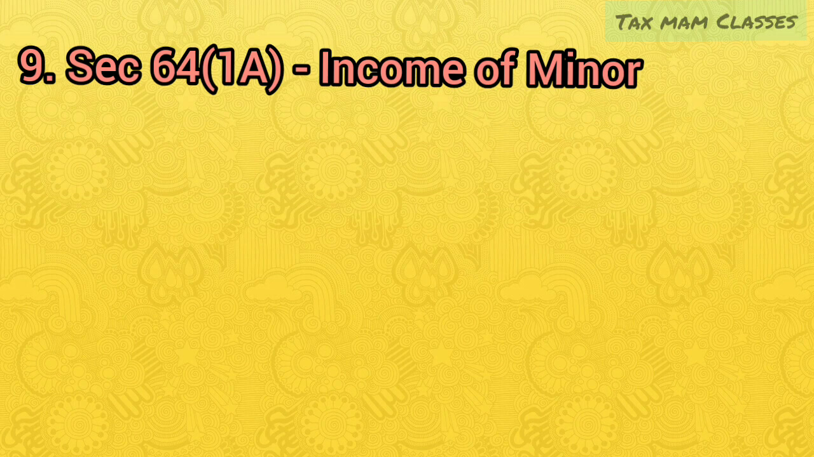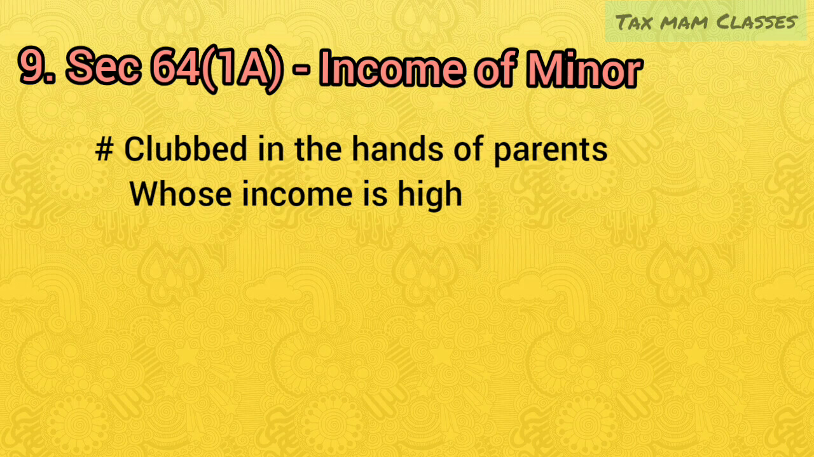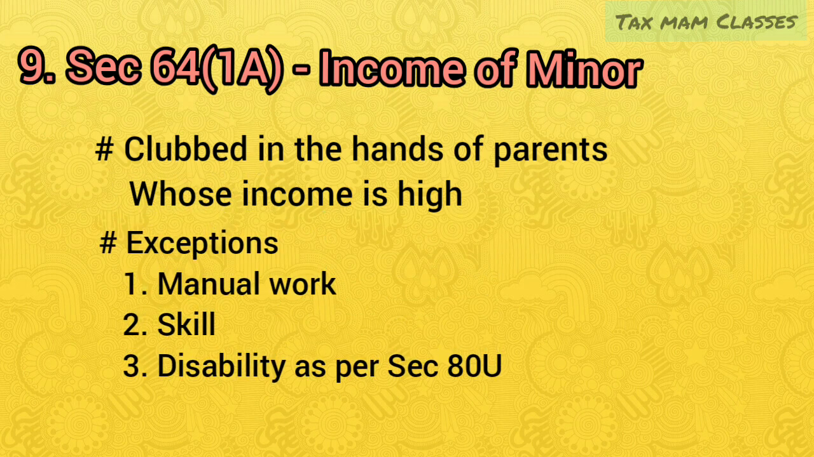Coming to the last provision, section 64 subsection 1A, income of a minor. The income of a minor will be clubbed in the hands of the parent whose income is higher, that means mother or father whose income is high. In their hands the income of a minor will be clubbed, but in a few cases it won't be clubbed. What are the cases? Where the income is earned through manual work done by the minor child, or by activity involving any skills or talents, and if a minor child is suffering from any disabilities which are specified under section 80U. In these three cases the income will not be clubbed in the hands of parents, but it will be taxable in the hands of the minor child only.